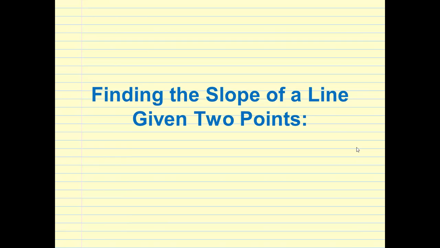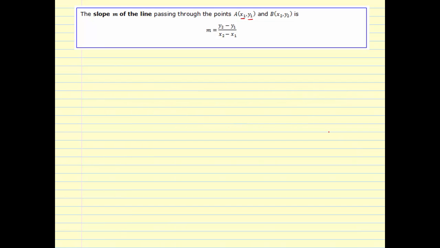And this kind of example is particularly helpful for students in pre-calc and calc, but can still be applied for all levels of math. So to begin, let's remember our formula for slope. The slope of a line passing through 2 points A and B whose coordinates are x1, y1, and x2, y2 is given by this slope formula.